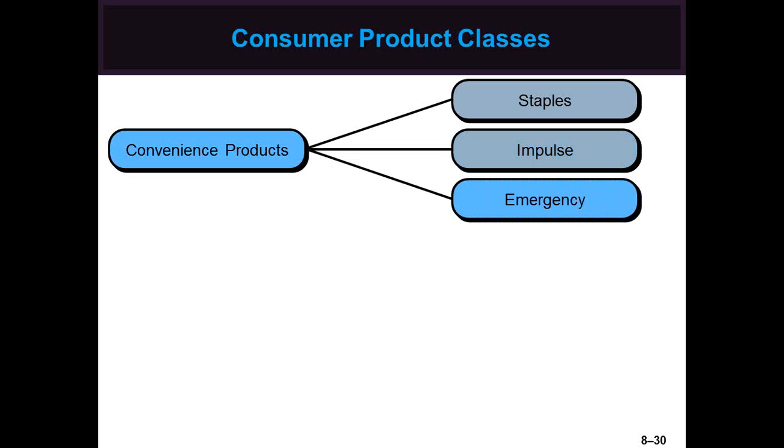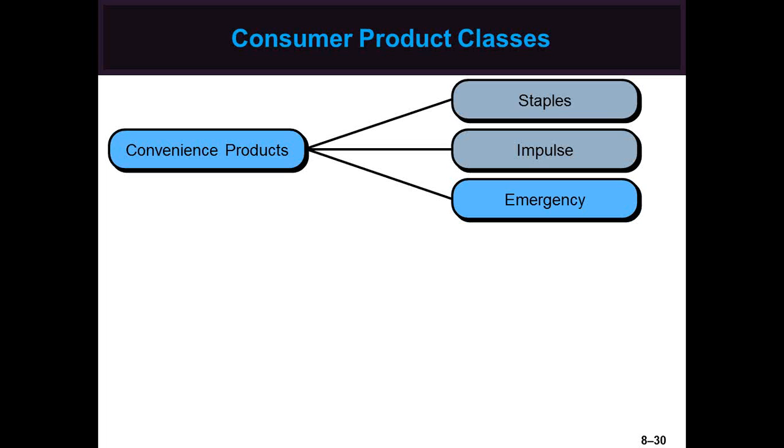Impulse products are bought quickly as unplanned purchases because of a strongly felt need. They may be strongly affected by the immediate situation. Emergency products are purchased immediately when the need is great. Consumers don't shop around for these products or ask how much they cost.